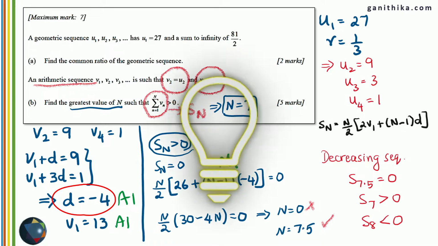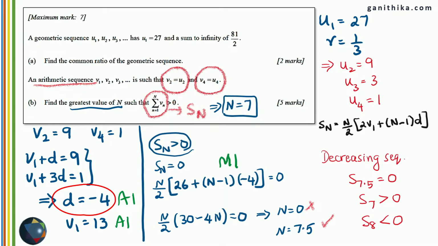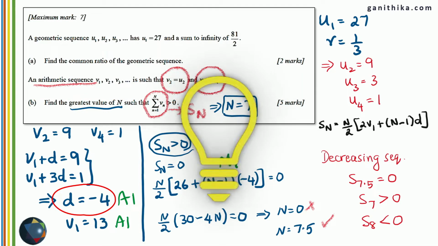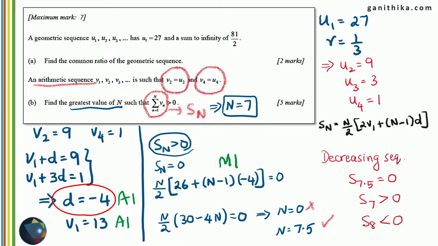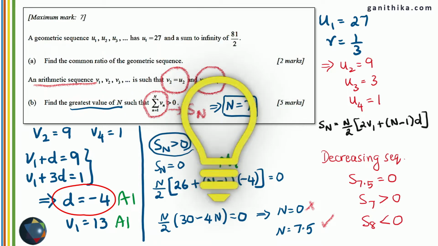After getting the value for n, think about whether the sequence is increasing or decreasing, and look at the question, whether you are asked for greater than 0 or less than 0. Accordingly, you choose the correct number before 7.5 or after 7.5. I hope you understood this tip.